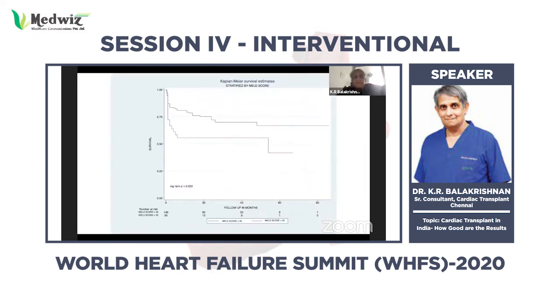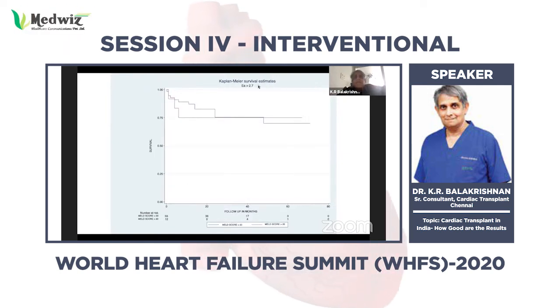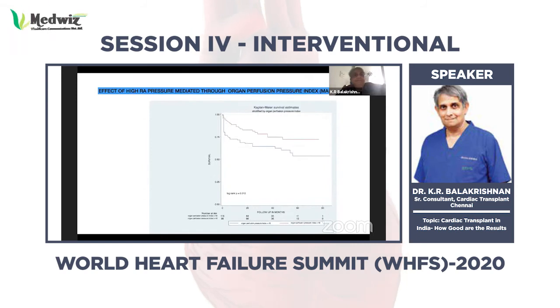Same thing was seen with MELD score. A MELD score of less than and more than 20 had a significant difference in 7-year survival, but not if the systemic vascular resistance was significantly elevated as compared to otherwise. So we looked at the reason for this difference, and we found that the reason the high RA pressure seems to affect mortality is through organ perfusion pressure.